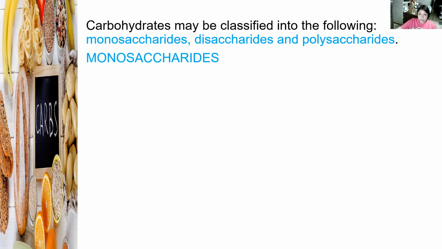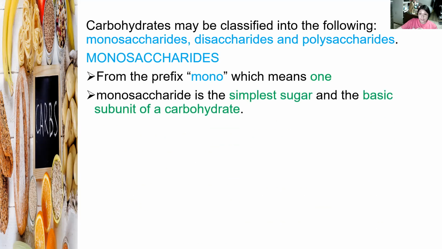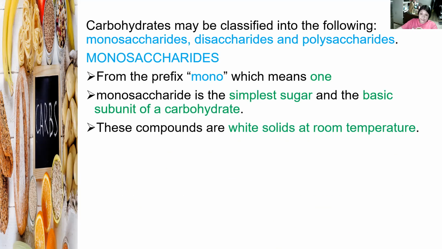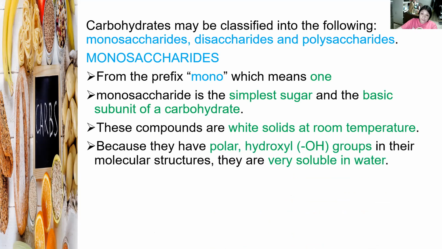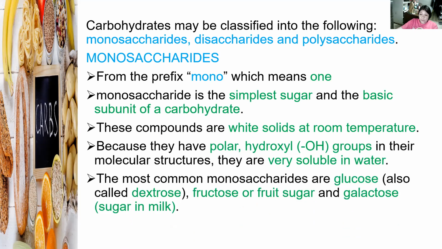We go first with monosaccharides. From the prefix mono, which means one, it is the simplest sugar and the basic subunit of a carbohydrate. These are white solids at room temperature. They have polar hydroxyl groups in their molecular structure. They are very soluble in water. The most common monosaccharides are glucose, also called dextrose, fructose or fruit sugar, and galactose, sugar in milk.